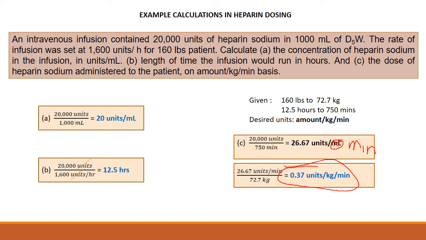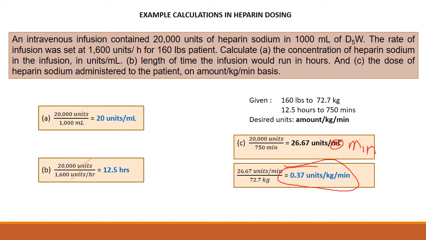So we have 1,600. So to cancel these units, we have to write one in the numerator and one in the denominator. So you are going to cancel the unit. Okay, so 20,000 units over 1,600 units per hour. What is left? Cancel units. Then what is left is hours. So our answer would be 12.5 hours. Okay, so that will be your answer for letter B.